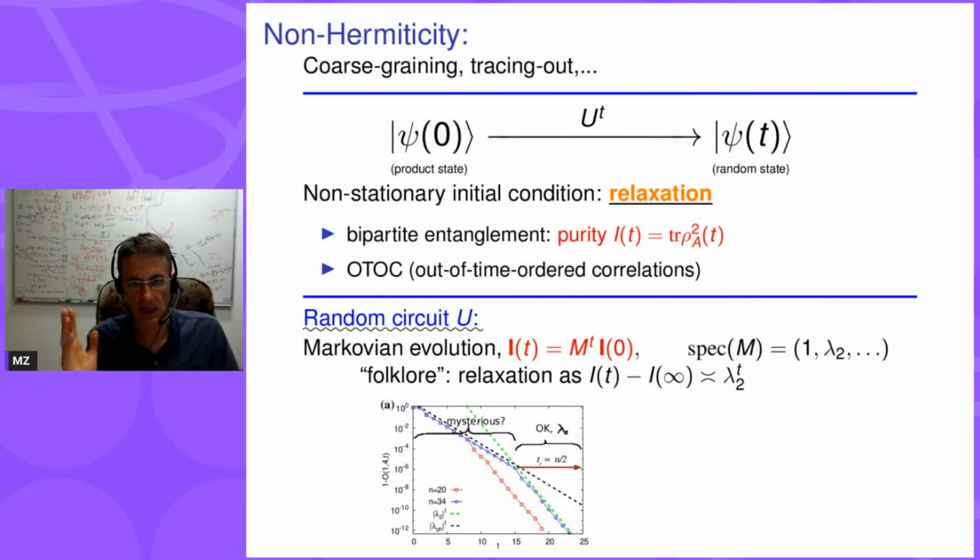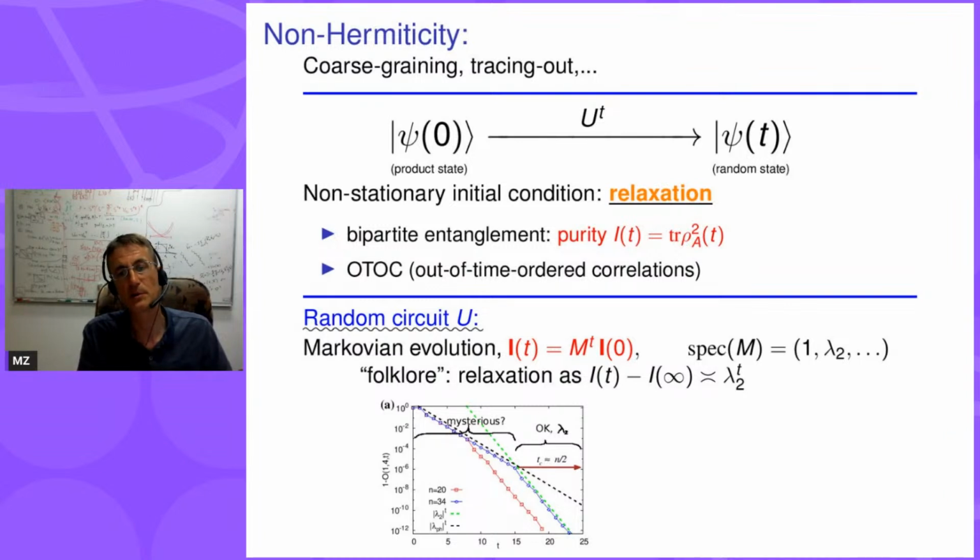Okay, so what is it now exactly? Let's get really concrete. What exactly is the phenomenon that I'm trying to describe? The setting that I will discuss is when U, the propagator, is a random circuit. I will show you on the next slides how this simplifies analytical treatment. But the result will be that in this case, the evolution of purity is really Markovian.